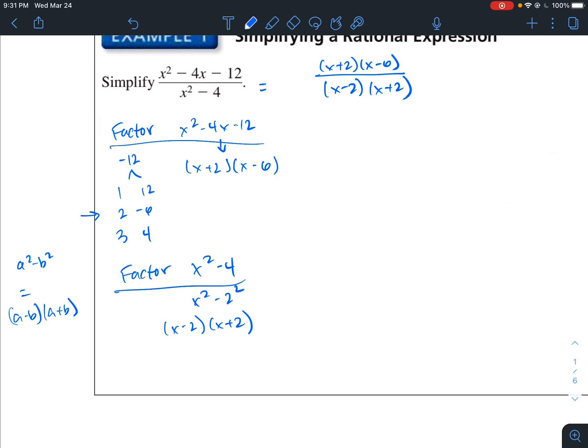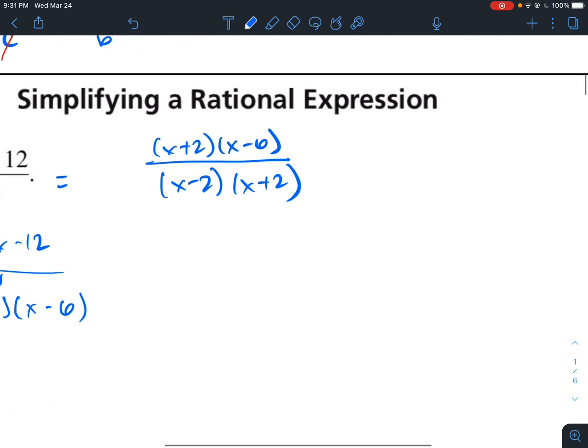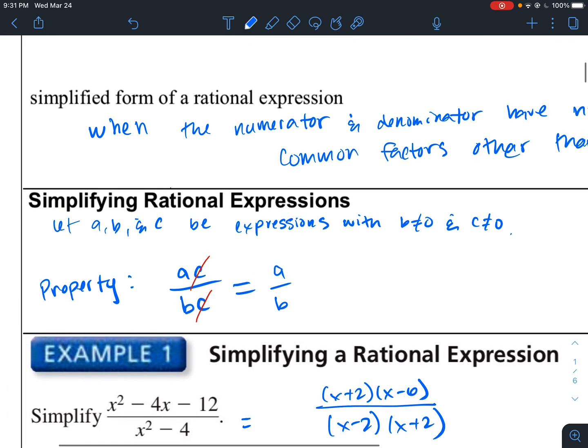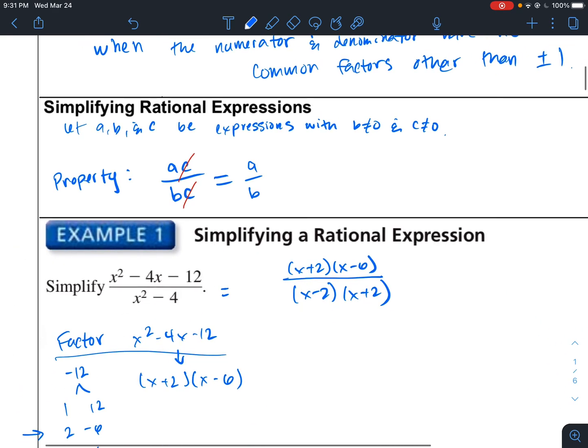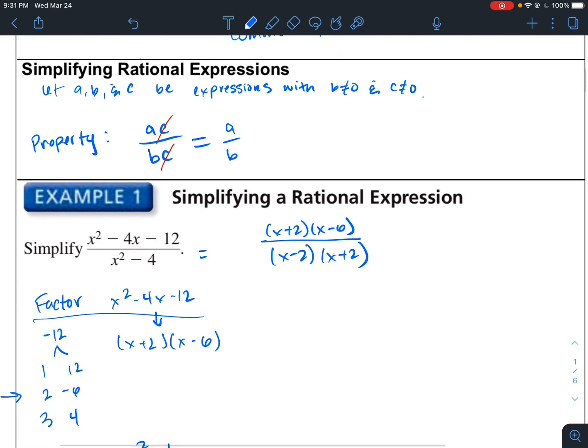Now that we have the factors, we can again use this property right here and cancel factors that are in common with the numerator and the denominator. This has an x plus 2 factor in both the numerator and the denominator. So simplified, this would be x minus 6 over x minus 2.